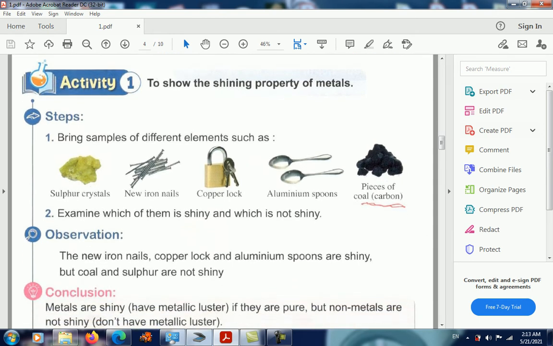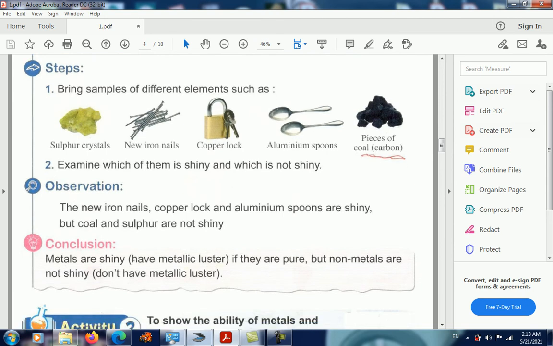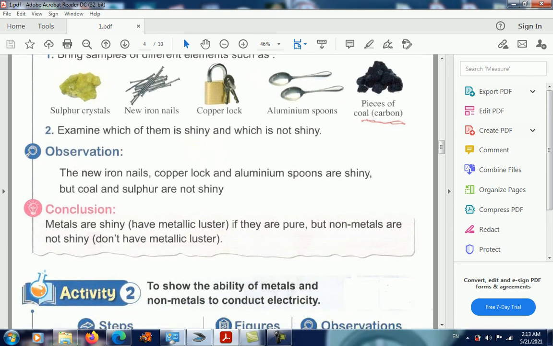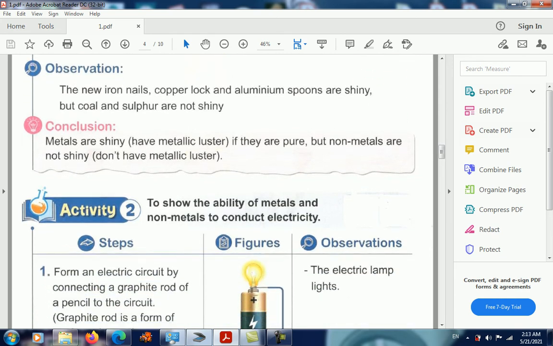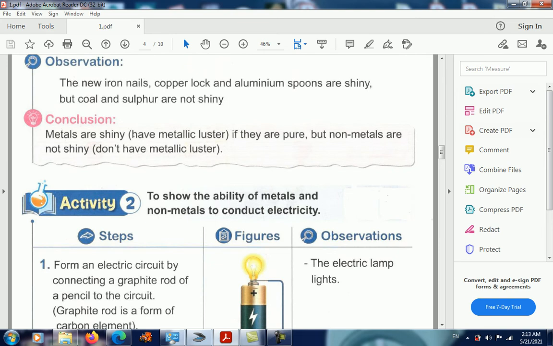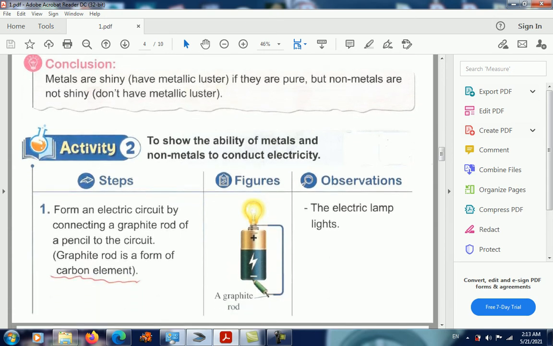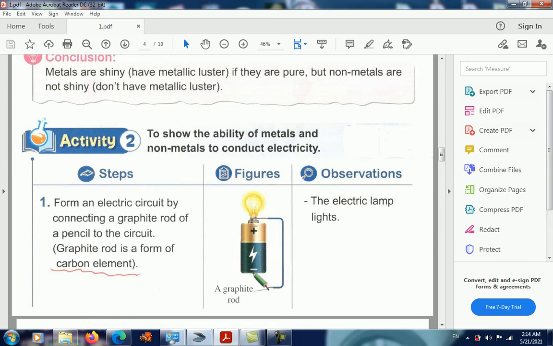Activity 1: to show the shining property of metals. Steps: 1. Bring samples of different elements such as sulfur crystals, new iron nails, copper lock, aluminium spoons, and pieces of coal or carbon. 2. Examine which of them is shiny and which is not shiny. The observation: the new iron nails, copper lock, and aluminium spoons are shiny, but coal and sulfur are not shiny. Conclusion: metals are shiny, have metallic luster if they are pure, but non-metals are not shiny, don't have metallic luster.